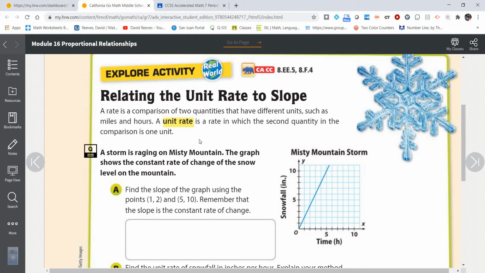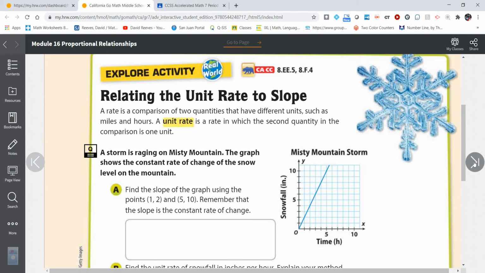All right, and remember, review, a unit rate is a rate in which the second quantity is 1 unit. So what we're going to be looking at in a proportional relationship, the slope of the line is the unit rate, which is also the constant of proportionality. And we're going to be looking at graphs and tables and equations and words.